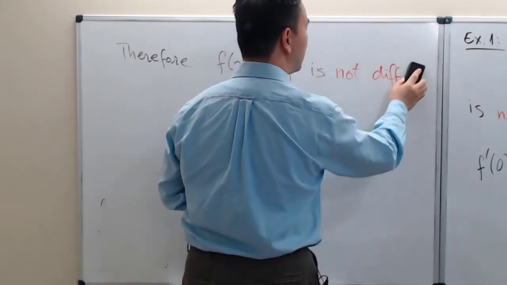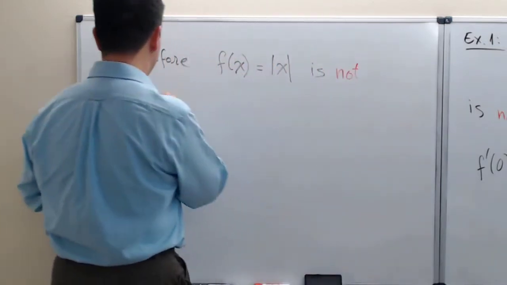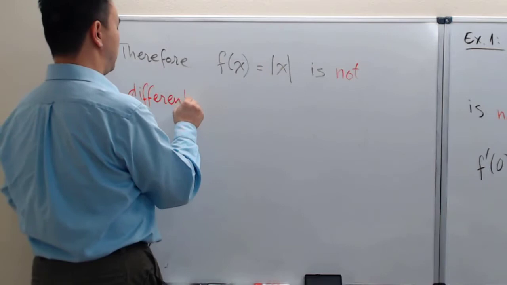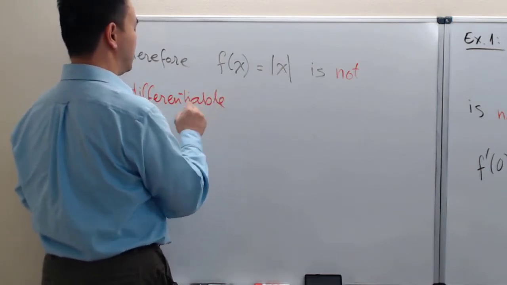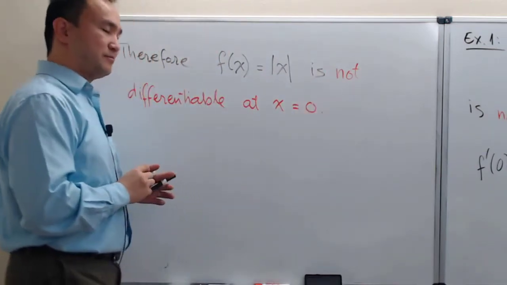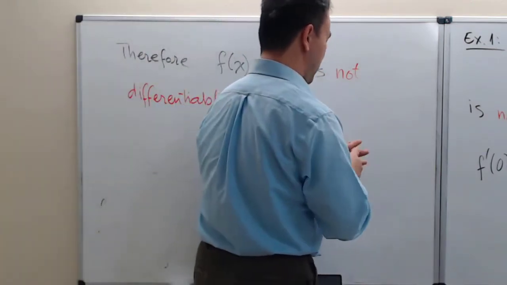Or maybe I wrote a little too closely right here. It's not differentiable at x equals 0. And this is the end of our proof.